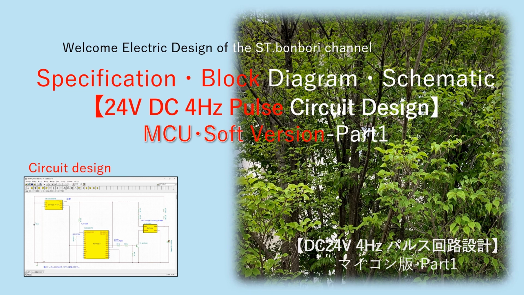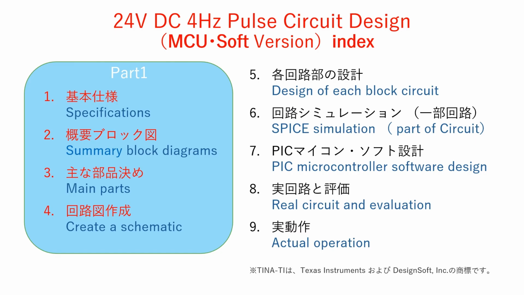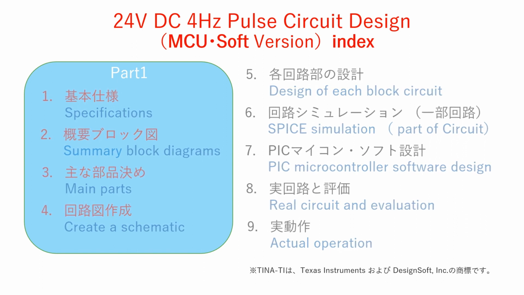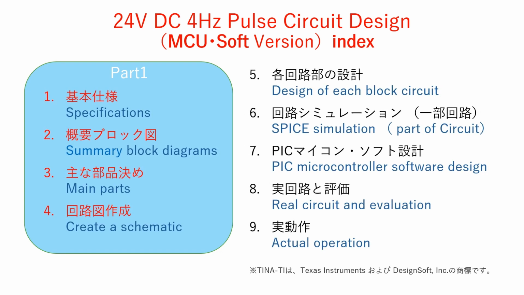Next, I will explain the table of contents in this video. The table of contents of the 24-volt DC, 4 Hz pulse circuit design, MCU-Soft version is from 1 to 9 items. In this video, I will explain 1. Specifications, 2. Summary block diagrams, 3. Main parts, 4. Create a schematic.